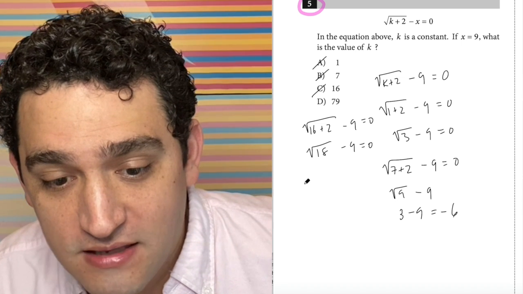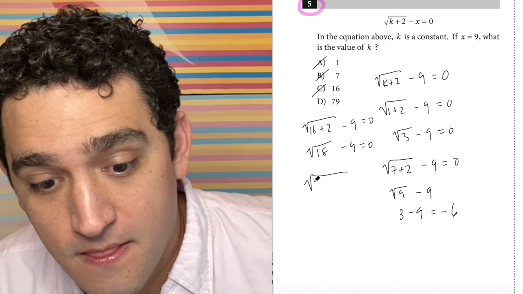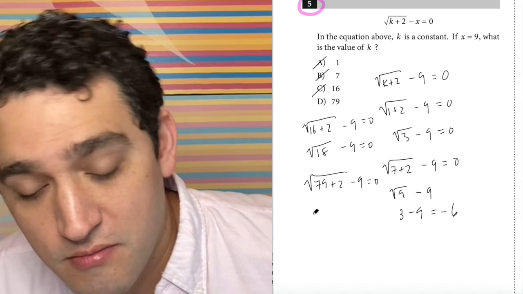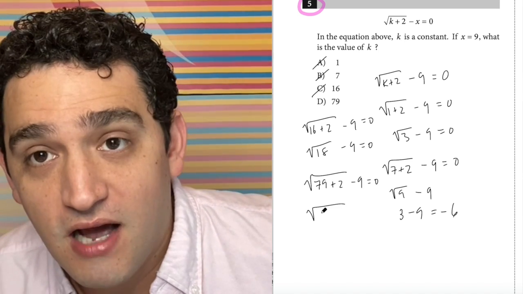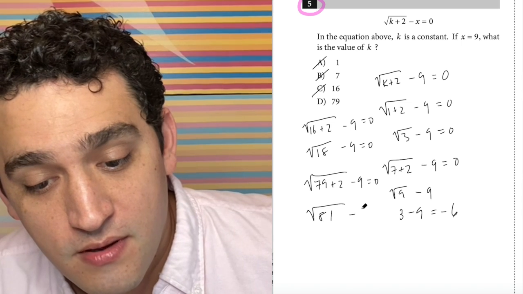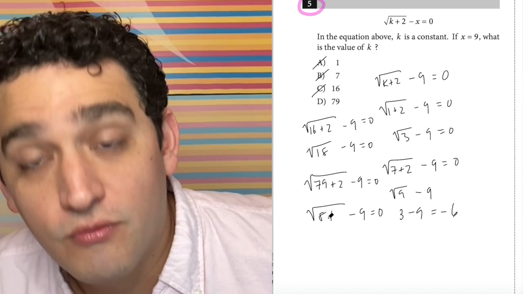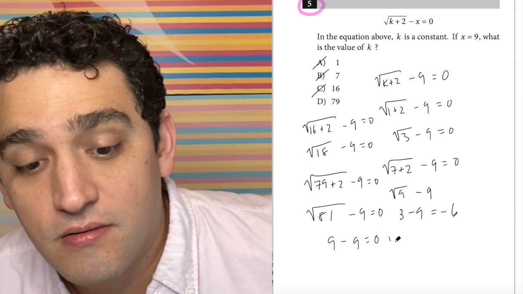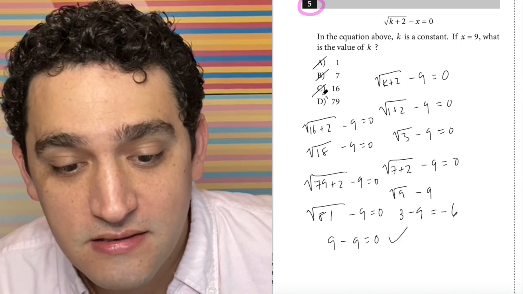And finally, let's try what we know to be the right answer. Root of 79 plus 2 minus 9 equals 0. Well, 79 plus 2 is 81, and we know that the root of 81 is 9. 9 minus 9 is 0. All right, we got the right answer.